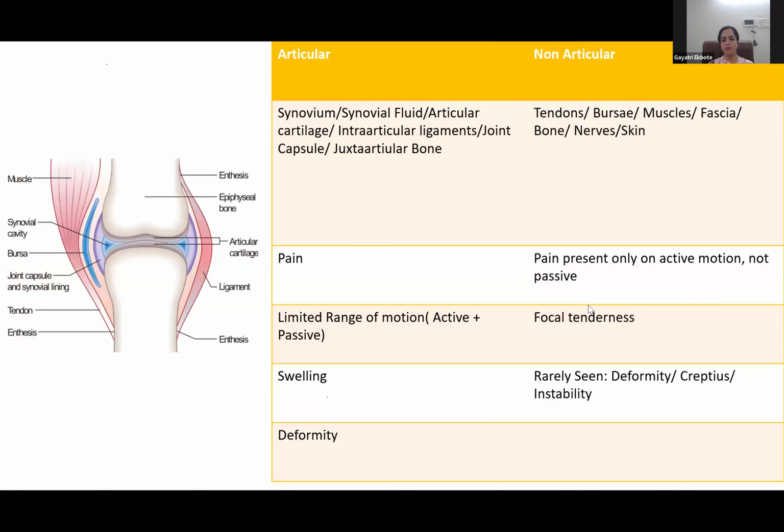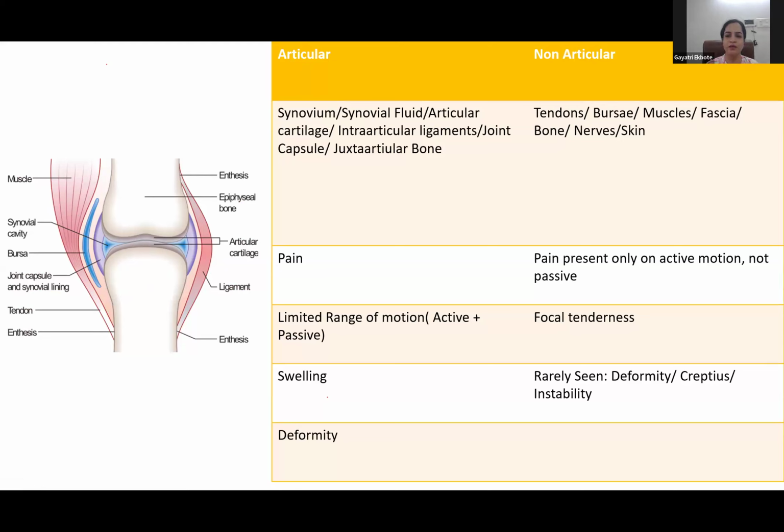This is just a simple diagram of any large joint. As you can see, a joint is not just made up of 2 bones. You have the bones, then you have the synovium, the articular cartilage, the synovial cavity, the bursa surrounding it, then you have the joint capsule, muscles, tendons, and then entheses. So a joint is made up of so many different things.